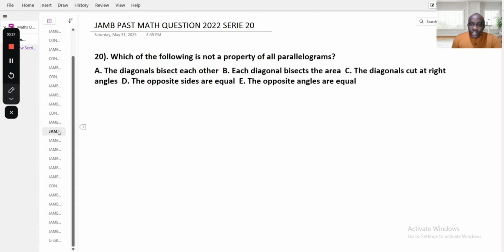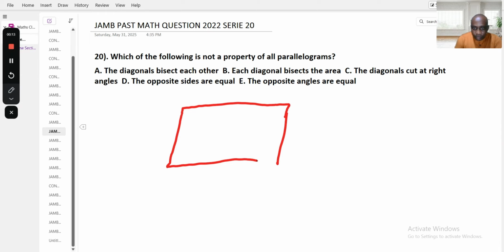Which of the following is not a property of a parallelogram? Let me draw a parallelogram for us. Yes, this is a parallelogram. The diagonals bisect each other. A diagonal is the line that you draw like this, and the one that you draw like this. Yes, exactly. B, the diagonal bisects the area.